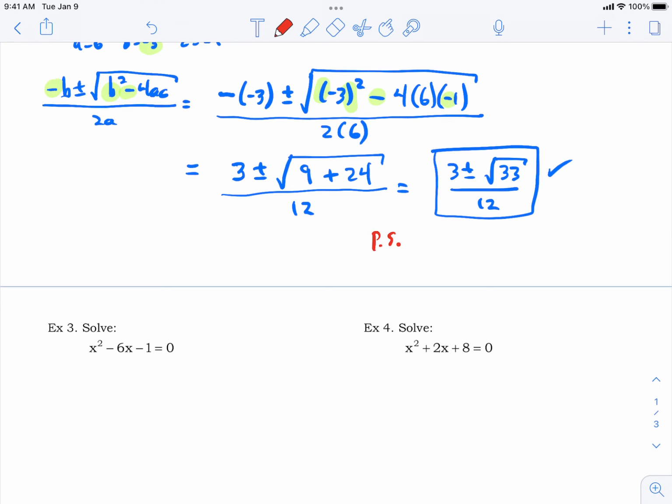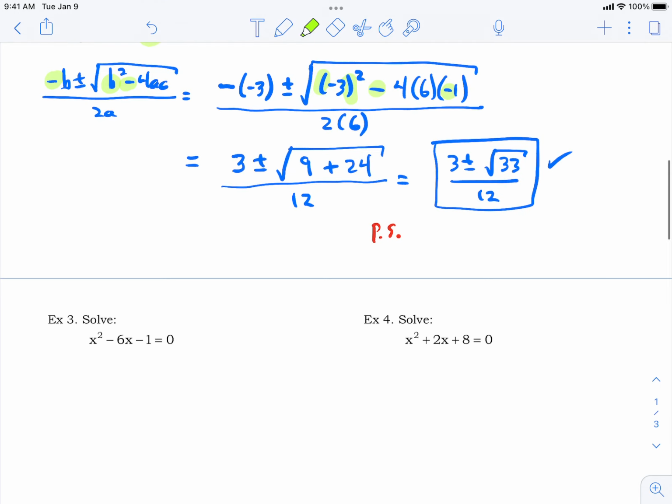P.S. Aren't we supposed to always reduce our fractions, right? Isn't that what we're supposed to do? Should I cancel the 3 into the 12 like this? If I do that, what would that look like? I guess I'd cancel the 3, so I'd have a 1 plus or minus radical 33 over 4, like that.